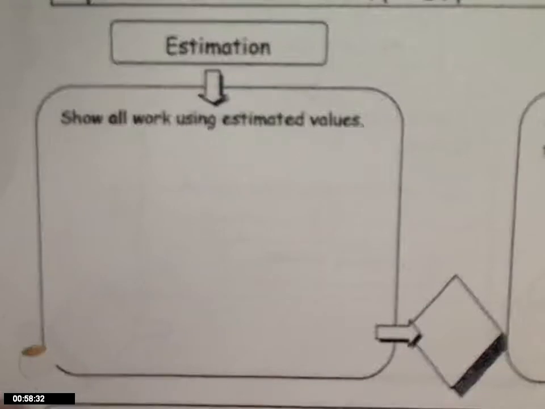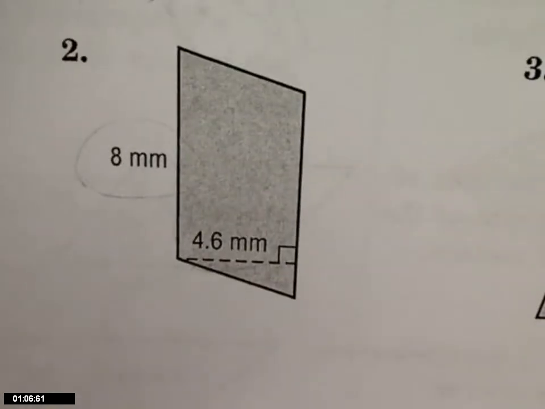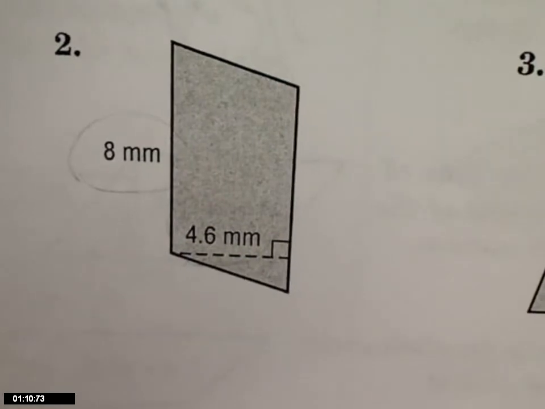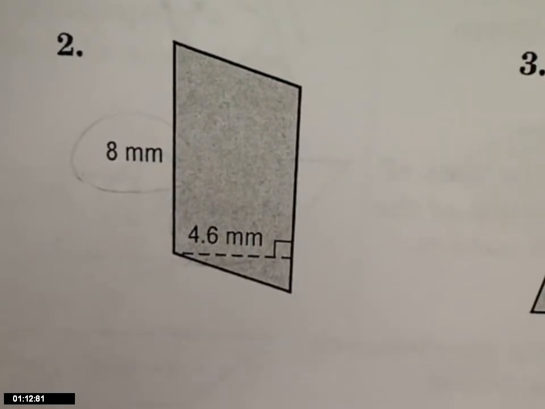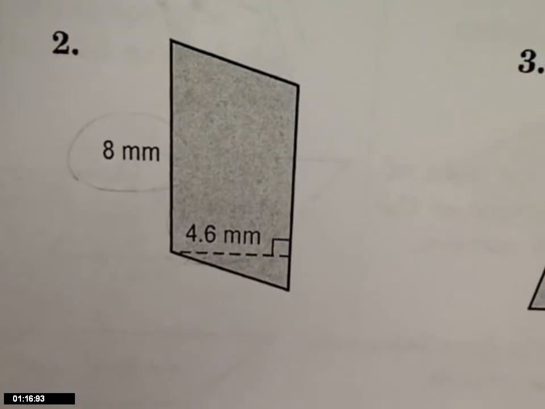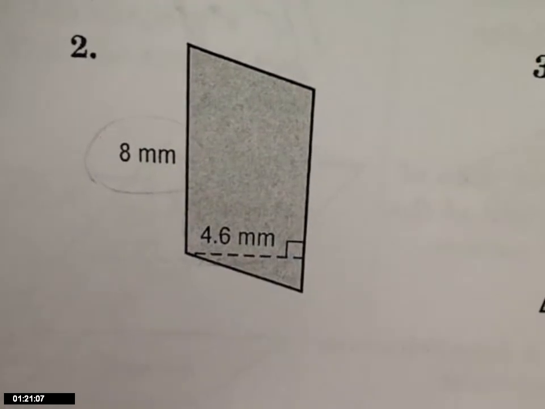Okay, the estimation part of it. Let me look again at my question. Eight and 4 6/10. What would I like to round? Okay, 4.6 to 5. Does everybody agree? All right, so I'm going to leave 8 as it is. I'm going to round 4 6/10 to 5.